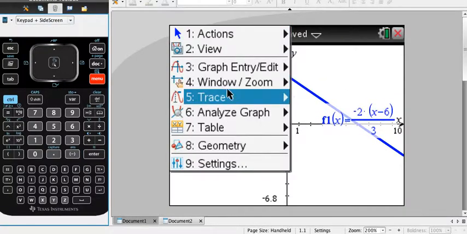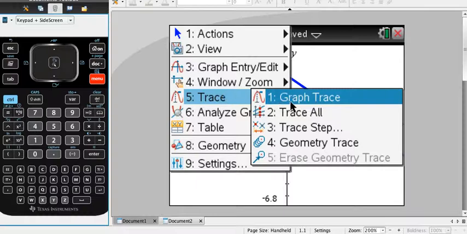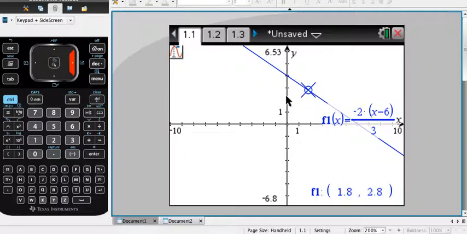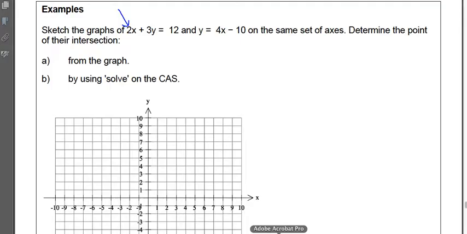What I can do is use trace here to get my coordinates of the intercept. So you'll see y-intercept is 0, 4, and if I scroll down here to the x-axis, my x-intercept is 6, 0. So 0, 4, and 6, 0. Let's mark that on.